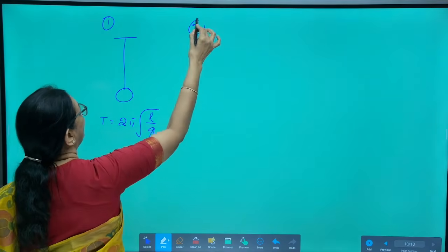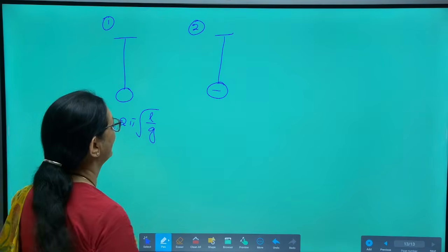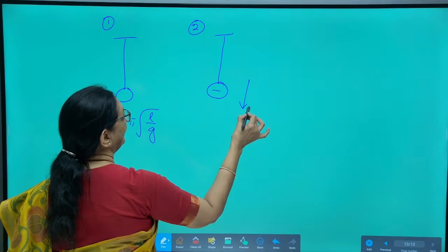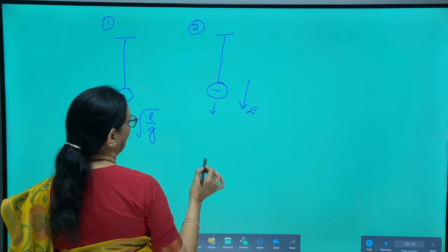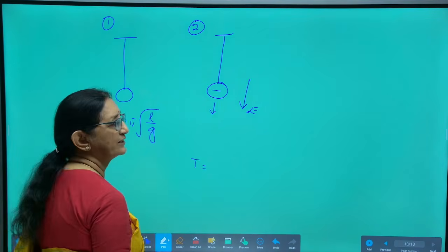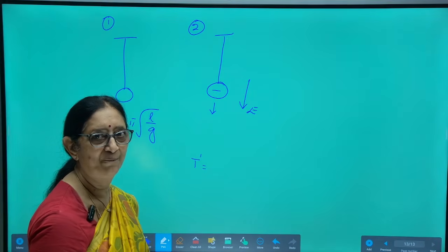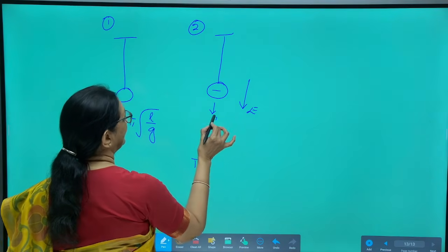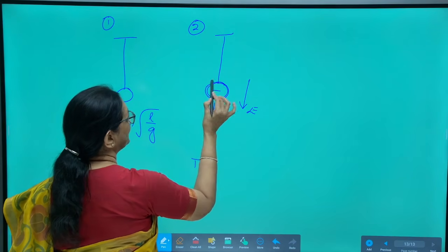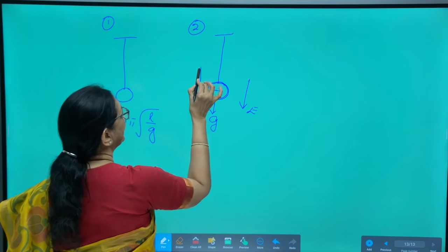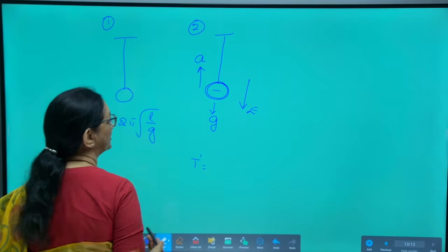This is a simple pendulum with a charged bob given a negative charge, and it is oscillating in an electric field applied in the vertically downward direction. Can you tell me the expression for the time period of oscillation in this case? Let us see: g is in this direction, and a negative charge experiences a force opposite to the field direction. The force is opposite, so the acceleration is also opposite.